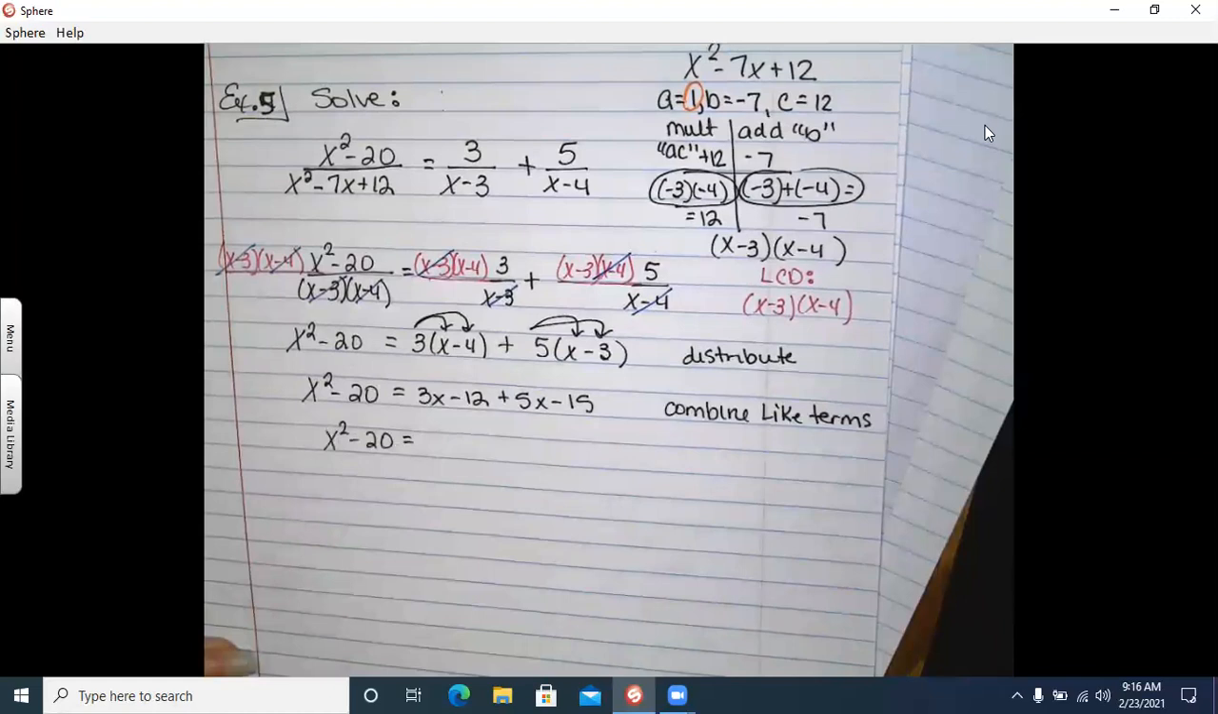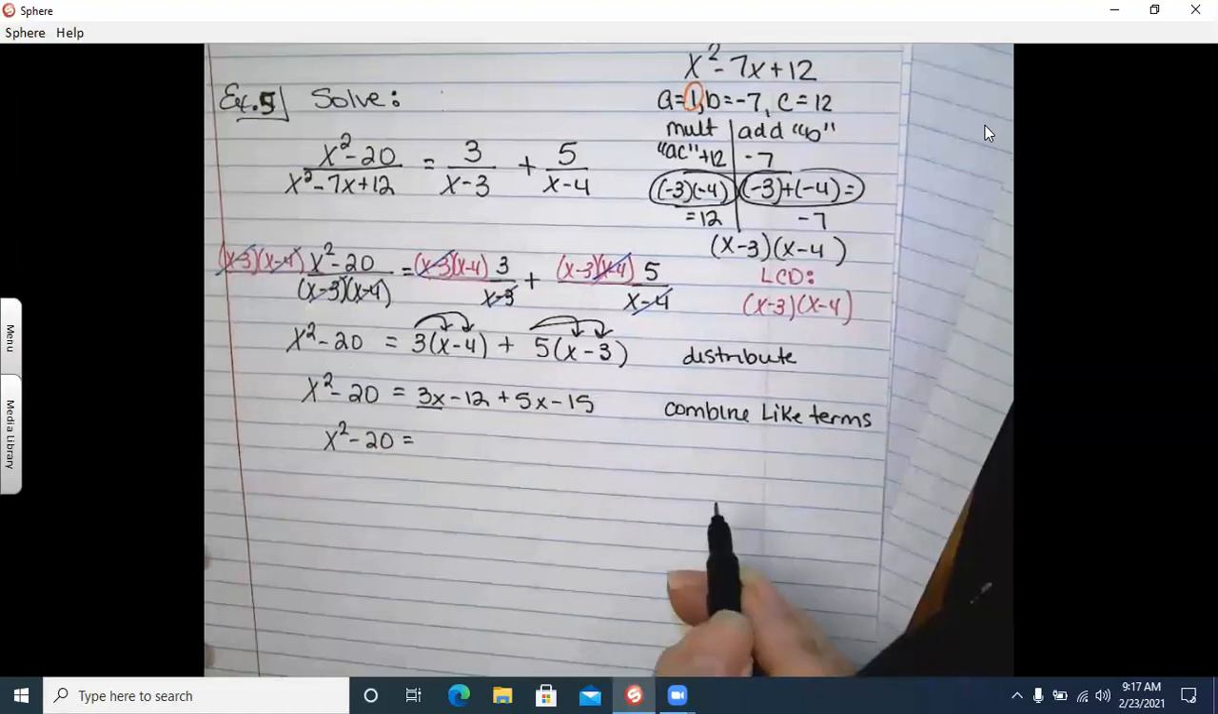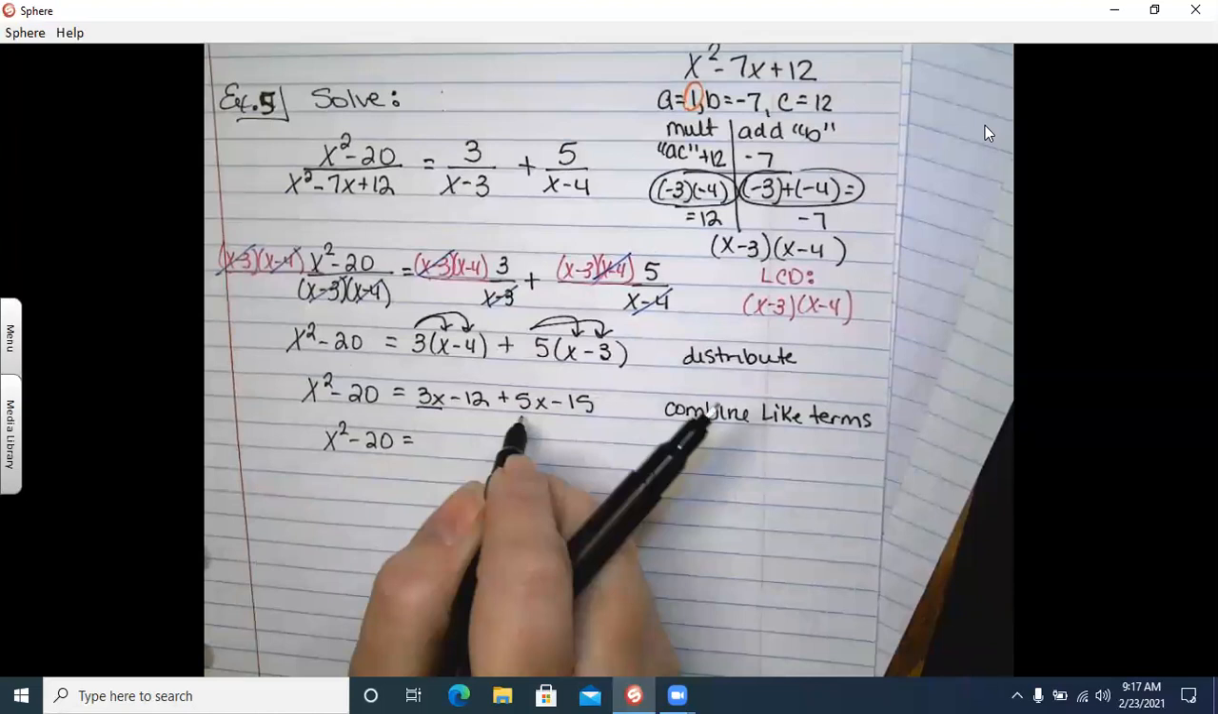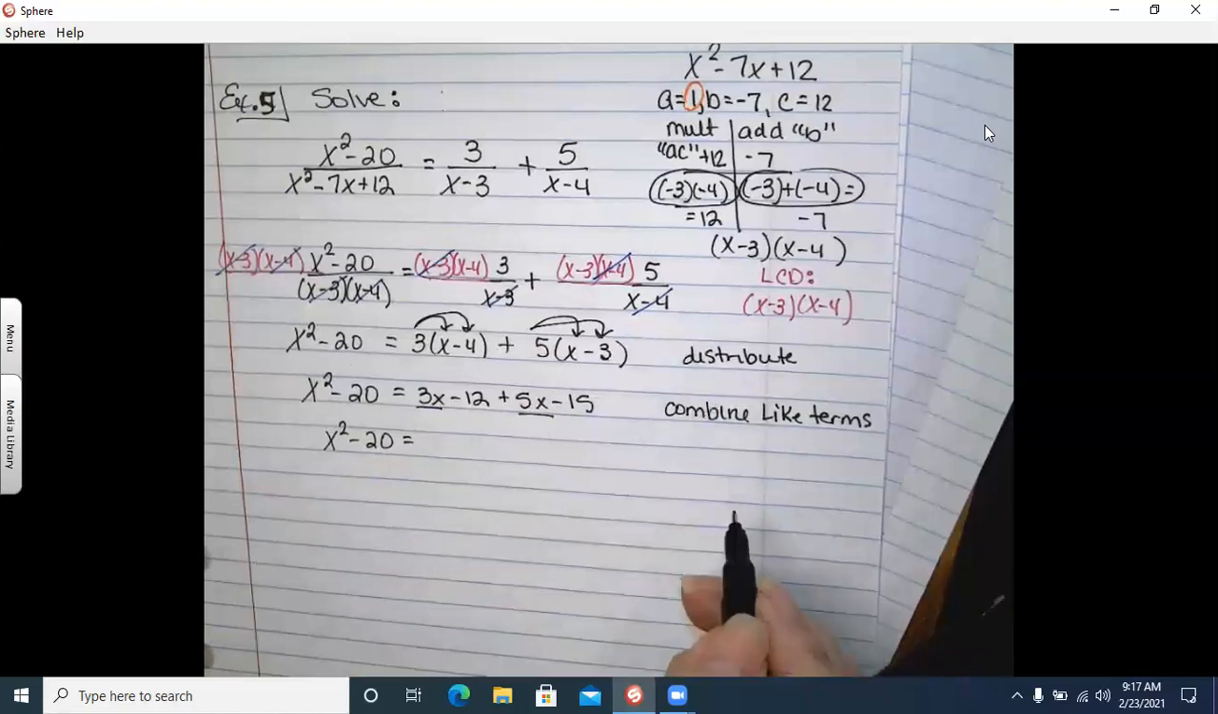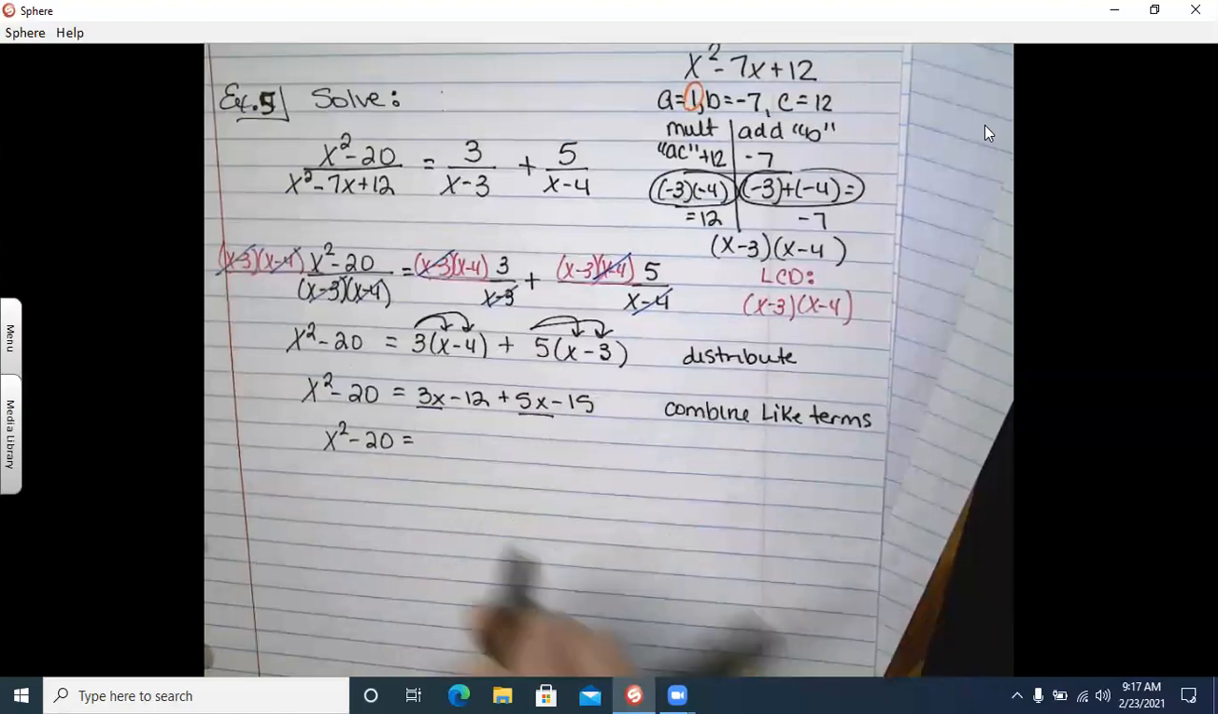On the right, what's the highest degree on the right? The degree. X to the first power, right? So 3x is linear. And 5x is linear. As long as they have the same variable and the same degree, they're like terms. They're both positive. What do I get when I combine them? 8x, and it's positive, right?